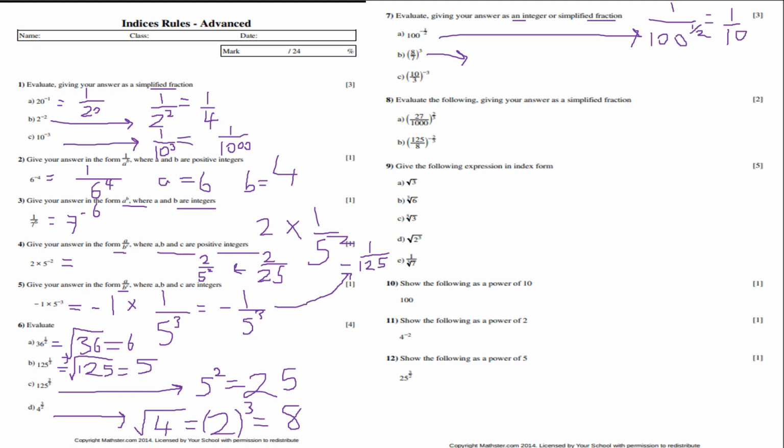8/7 cubed, so that'll be 8 cubed over 7 cubed, so that'll be 512 over 243. Okay, for part C, 10 thirds to the minus 3, so I'm going to flip it first and then cube it. So I'm going to have 3/10 all cubed. So cube the numerator, cube the denominator, I get 27 hundredths. Sorry, 27 thousandths.